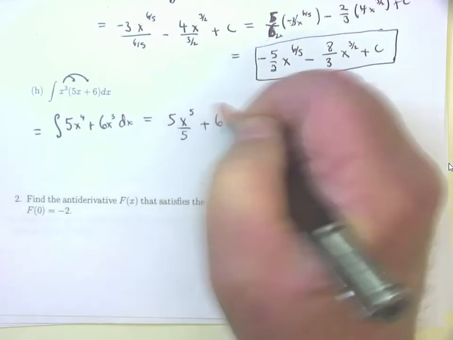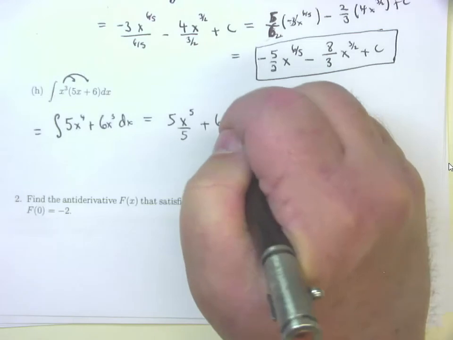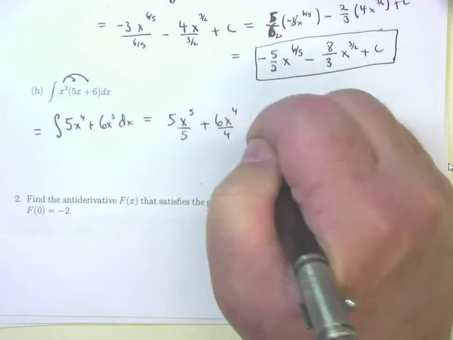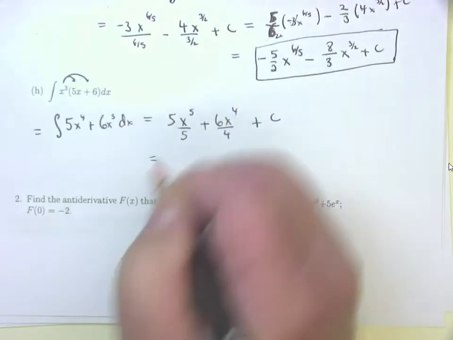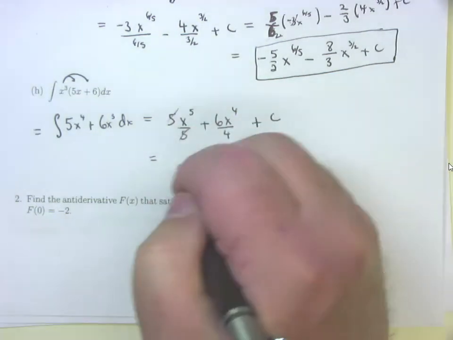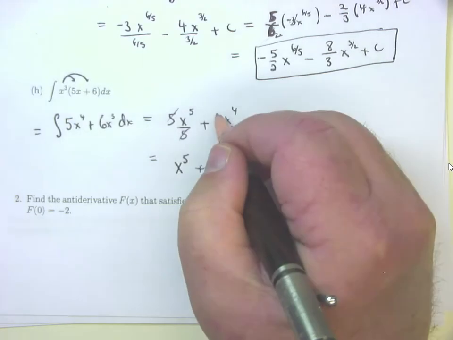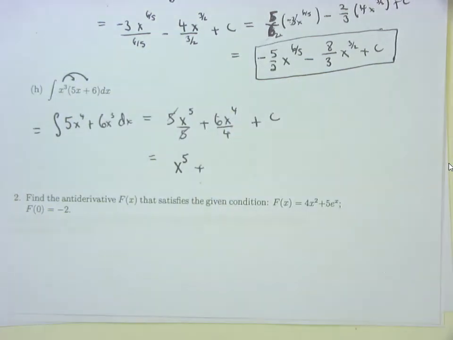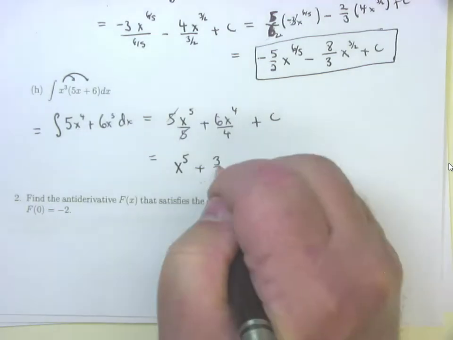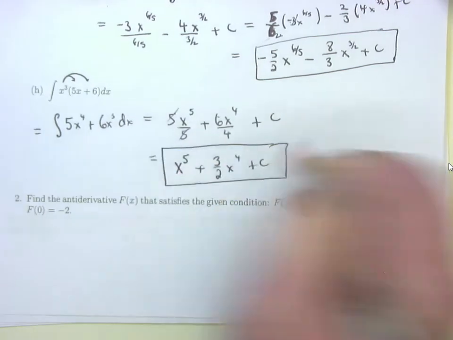Plus 6 is a constant, it holds over. The integral x cubed, add 1, gives you x to the 4th over 4. One big plus c. Now clean up your fractions. The 5's cancel. I get x to the 5th. Plus 6/4, you can reduce that fraction by a factor of 2. 6/4 is the same thing as 3/2, x to the 4th plus c, and there's my result.